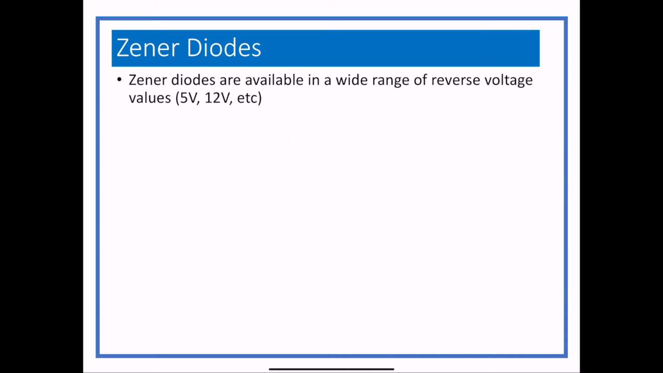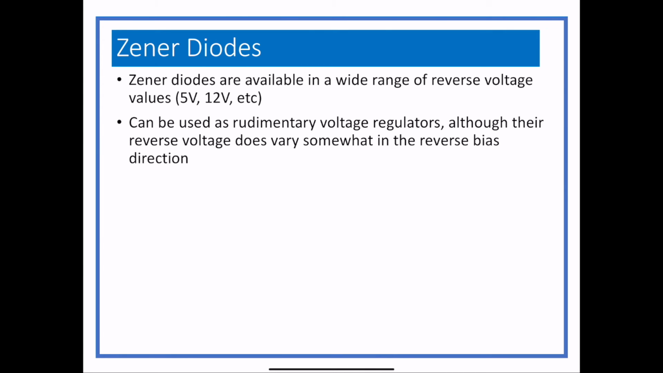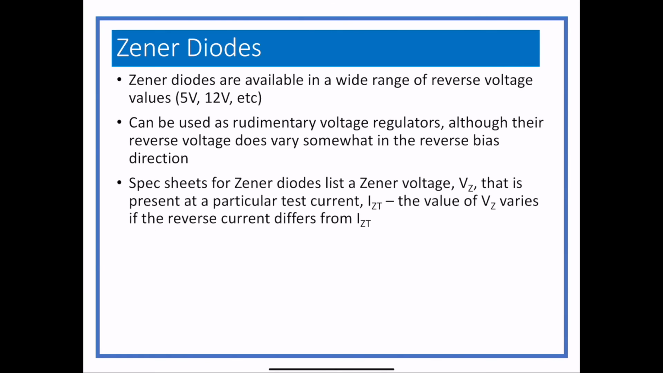They can be used as voltage regulators, sort of, but they do have a varying reverse voltage. So if you get a 5 volt Zener diode, it's not going to give you exactly 5 volts all the time. The spec sheets generally list a Zener voltage, but it's at a particular test current. If you're away from that test current, you end up with a value that is not exactly the same as the rated value. The symbol looks like this.